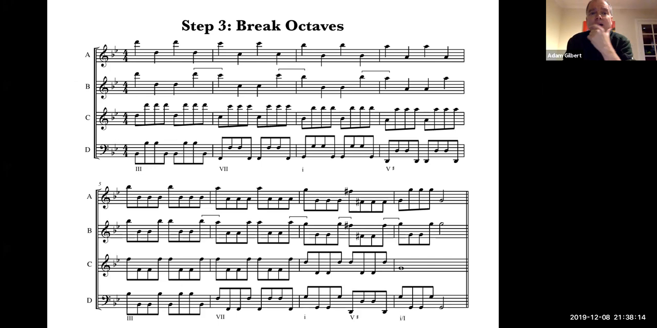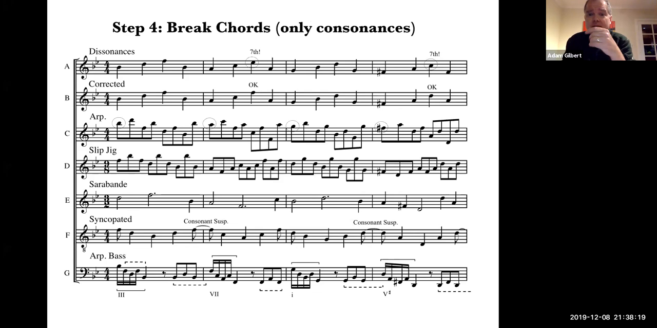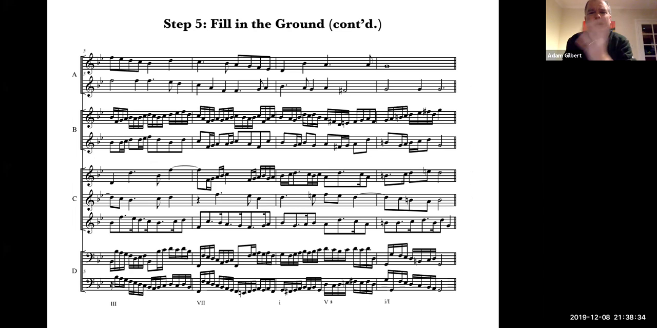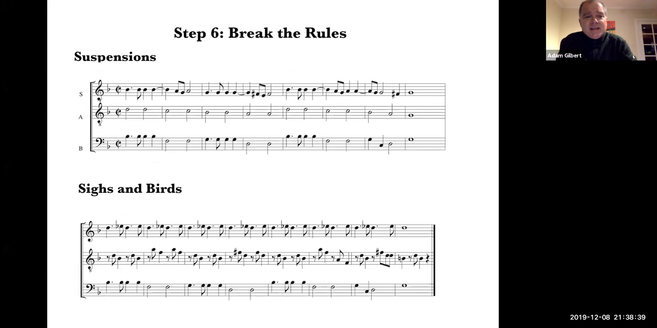Then you want to have your octaves ready so you can play like Vivaldi. And then here's where it gets really interesting. How many ways can I find, going through chords, of making tons of melodies entirely consonant? And then finally, filling in those passing and neighboring dissonances. Wait, I said finally, there's another rule. It's called break the rules. And the break the rules is where you say, okay, let's break the rules in a number of ways.